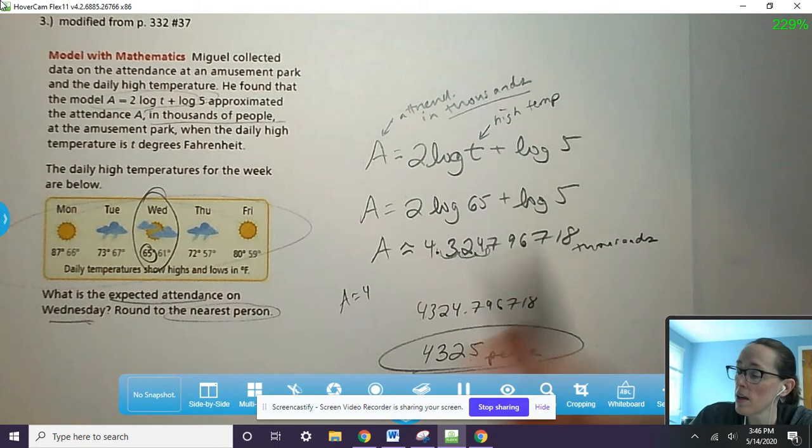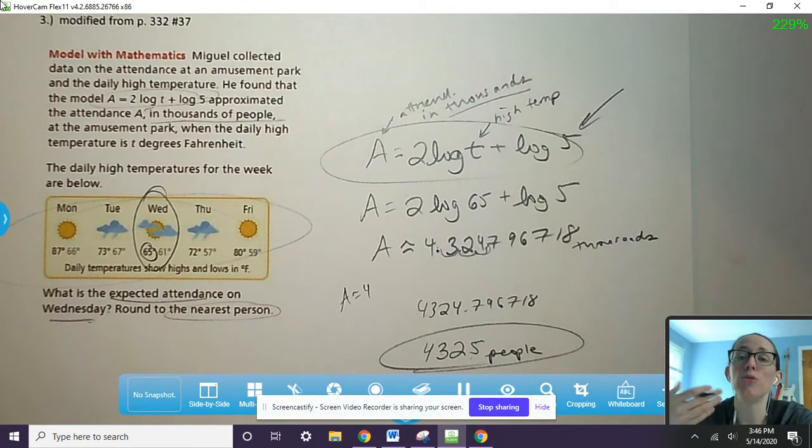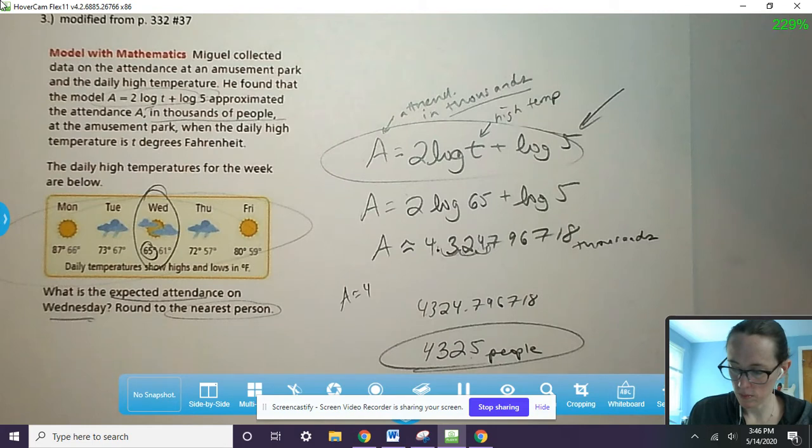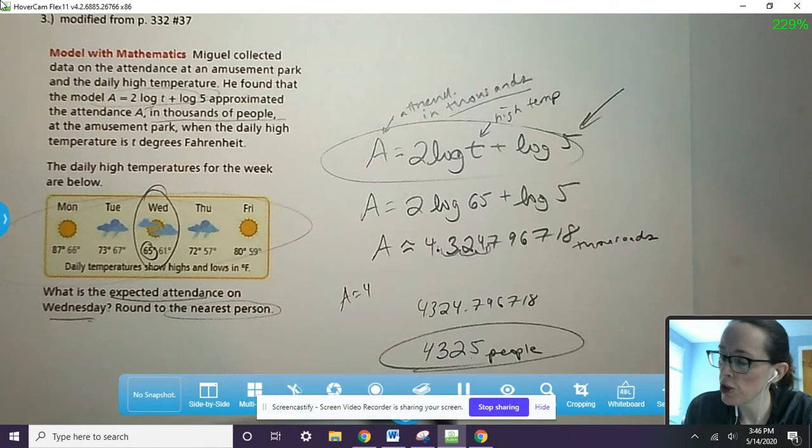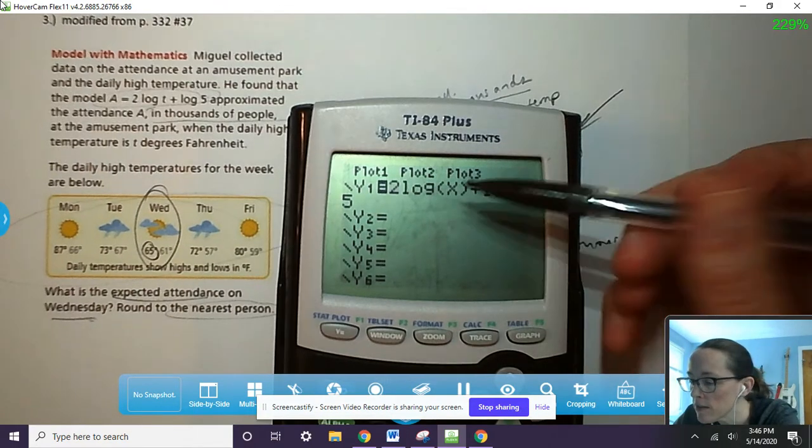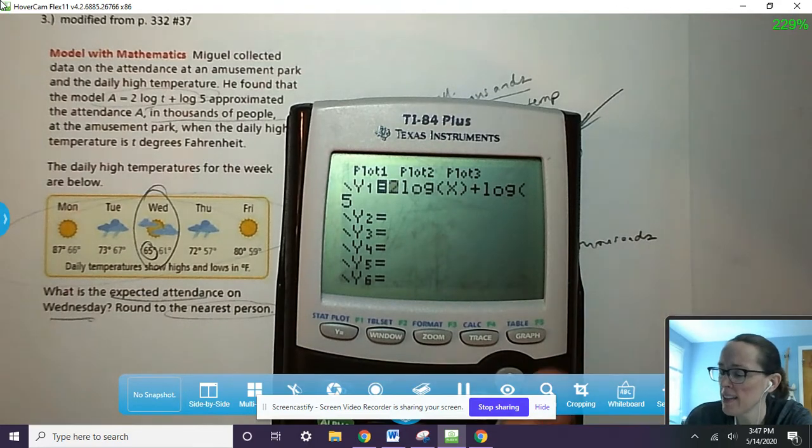And once again, you totally could graph this. If you wanted to graph that, you would just have to find an appropriate window, and then you can plug in the X value. You'll get that same answer. So just to show you, you could do that. If you wanted to graph this function, you would use X instead of T. Don't forget to close the parentheses, and then you'd have to find a window. That's kind of the time-consuming part.